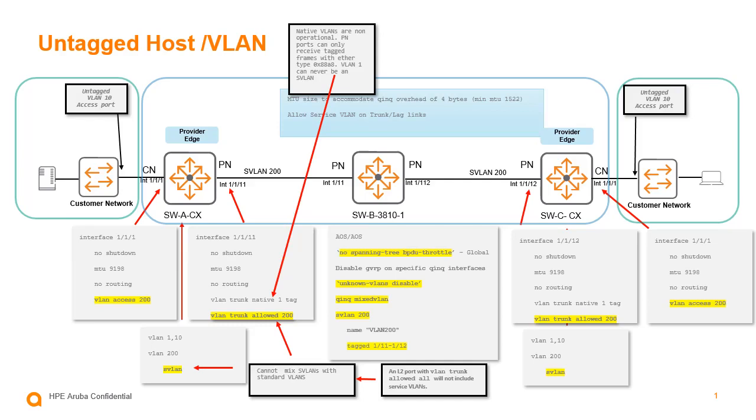So native VLANs are non-operational, meaning they do not traverse the PN port. And the last point to highlight, which is very important, of course, is to accommodate the QinQ overhead of 4 bytes on each PN interface.